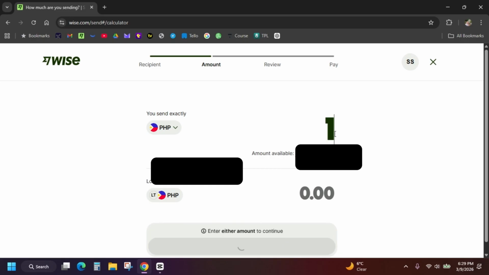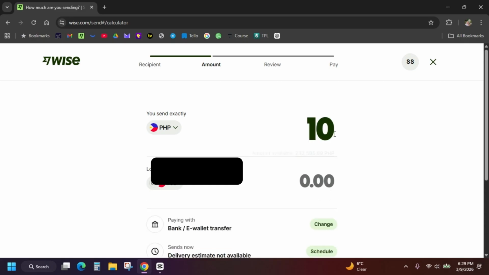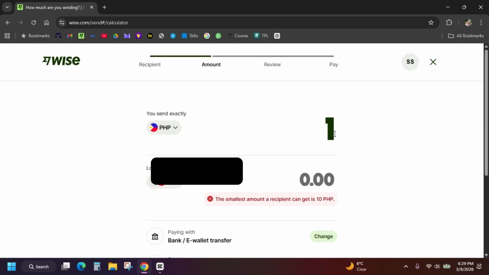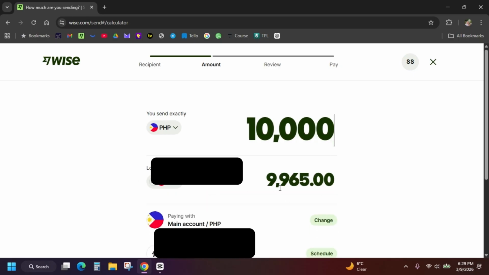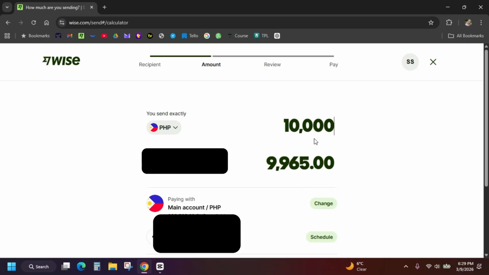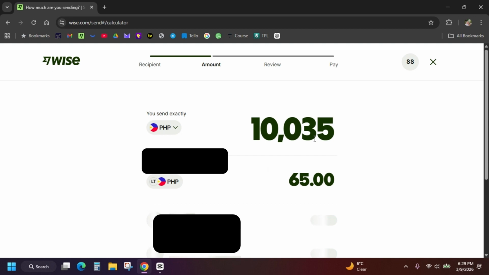I just tell her how much in pesos I'm going to send her. Say I want to send 10,000 pesos. Then it's going to say she'll receive 9,965. So that's because of the fee. So I might add the fee in there. So she'll actually receive the full 10,000.